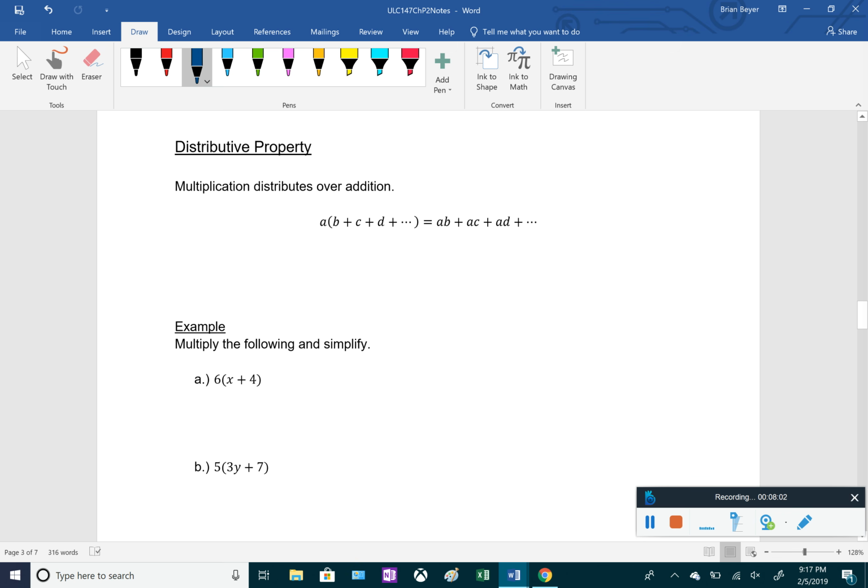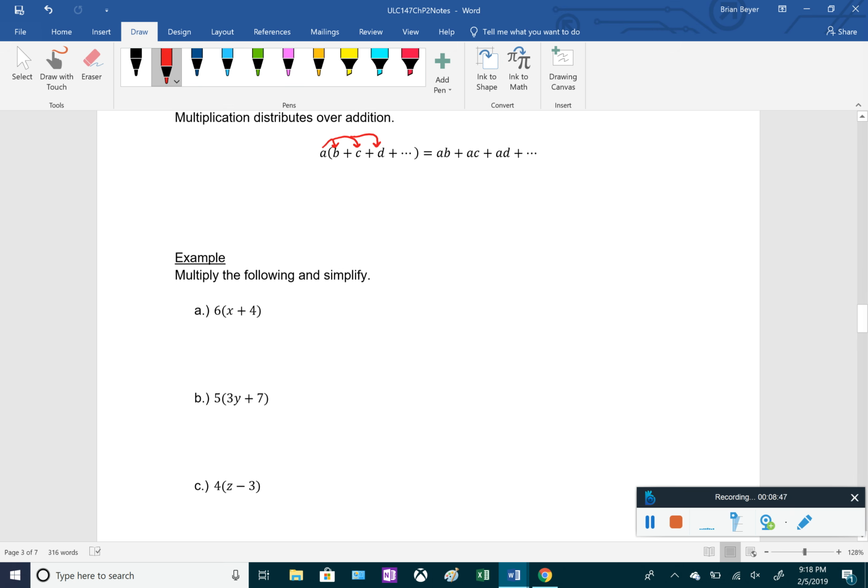For the next one, which may not be as obvious, but it's very, very important, is the distributive property. The distributive property tells us that multiplication distributes over addition. So if we have these parentheses here, b plus c plus d plus whatever, so there's a bunch of terms being added together, and they're inside parentheses, and we have this a being multiplied out front. What that means is that we're going to distribute the a into every term inside of here, and it's going to get multiplied by every term. So it becomes a times b plus a times c plus a times d, and so on for however many terms are in there.